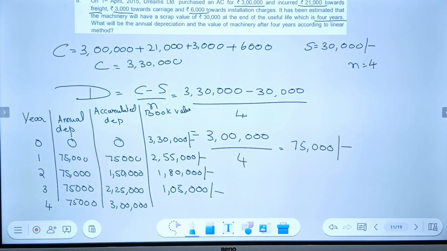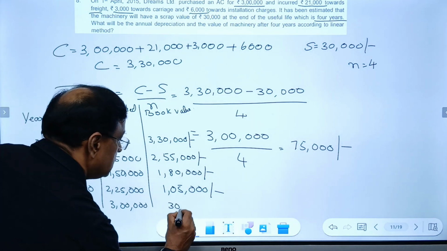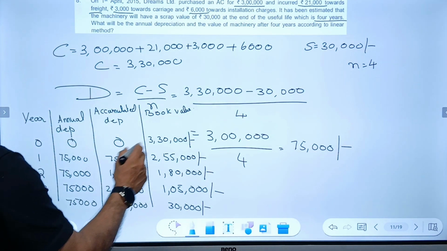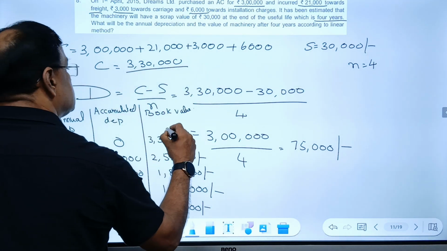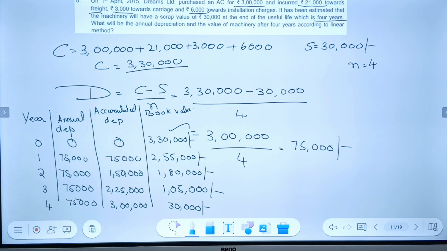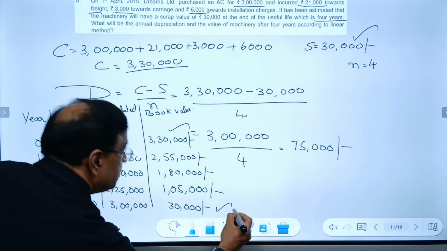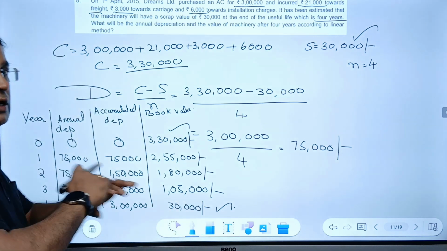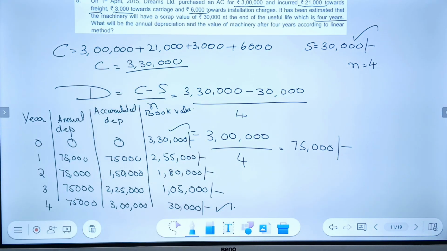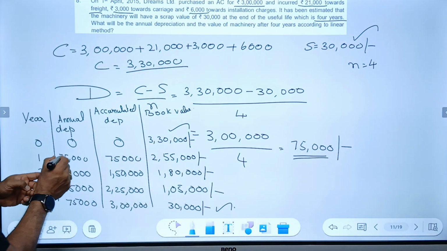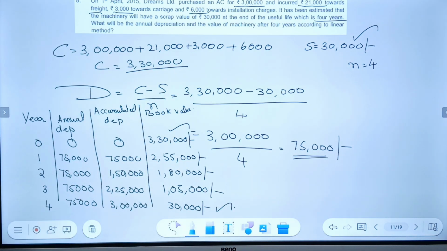And if I minus this, you get 30,000, which is the scrap value. Now you can analyze the problem. Initially, your cost was 3,30,000, and your scrap is 30,000 at the end of 4 years. See, the book value is 30,000, so just consider it scrap because the life has ended. And the annual depreciation, I got it as 75,000. It is per annum, so every year you minus 75,000.